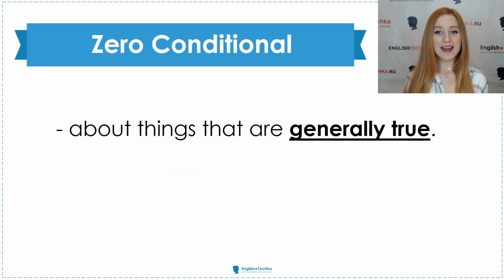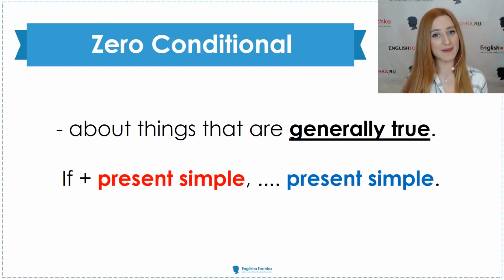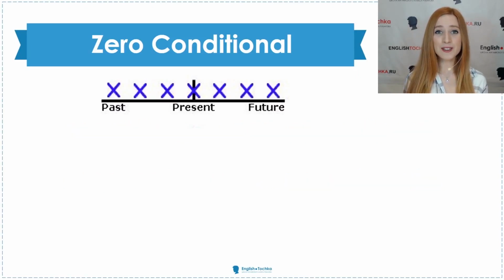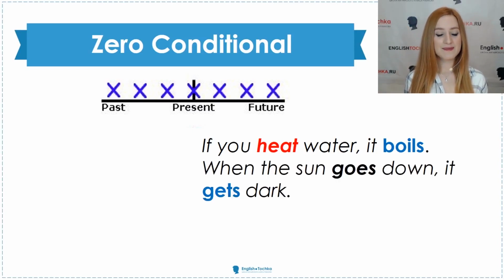What is it? That's about things which are generally true. They always happen the way they do, and nothing else can change. And we have two parts, the if clause and the result. So if we do something, something else happens. Present simple in both parts. So for instance, if you heat water, it boils. Yeah, the temperature rises and then the water boils.